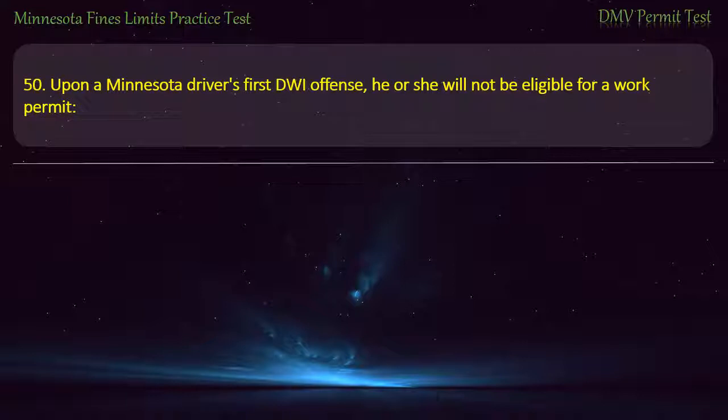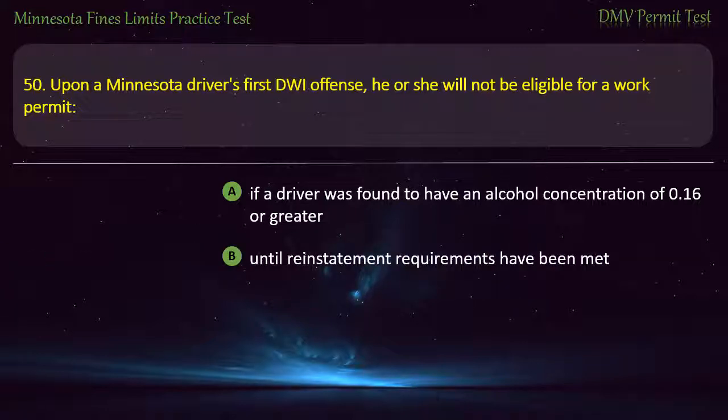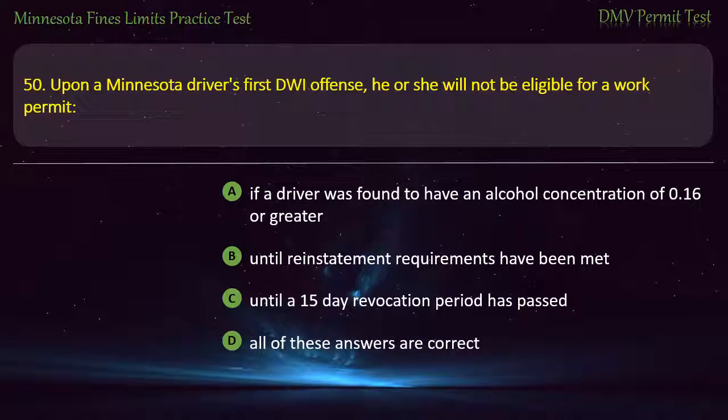Question 50. Upon a Minnesota driver's first DWI offense, he or she will not be eligible for a work permit. If a driver was found to have an alcohol concentration of 0.16 or greater, until reinstatement requirements have been met, until a 15-day revocation period has passed. All of these answers are correct. Answer: All of these answers are correct.